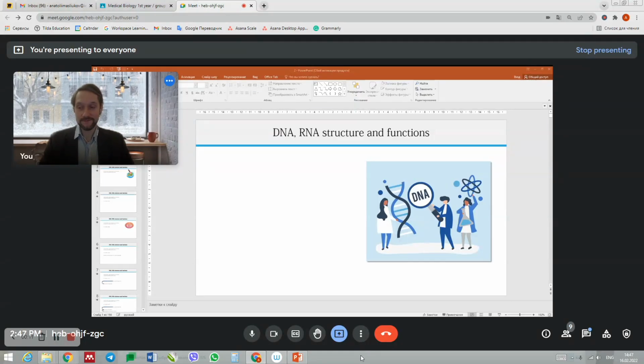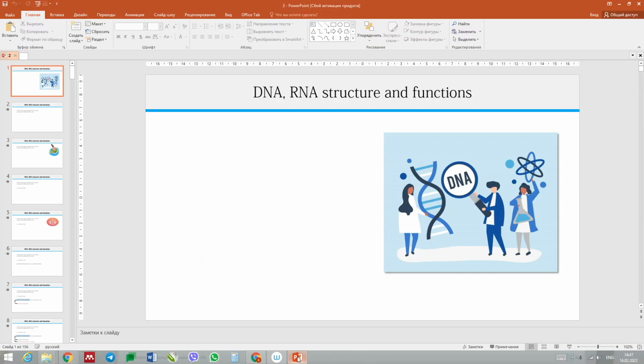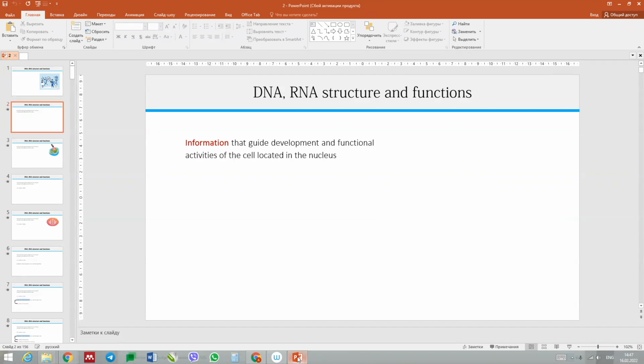So these compounds are very important, and from our lecture today, you will know more about the discovery of DNA, and you will know more about the structure and functions of these very important compounds. So first of all, let's start from some very basic questions. And we will start from information.